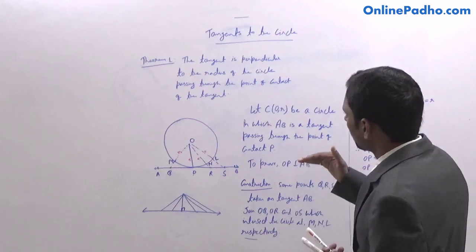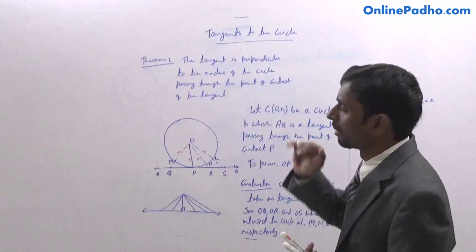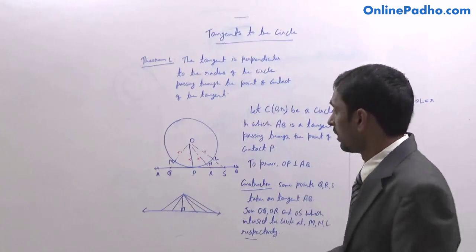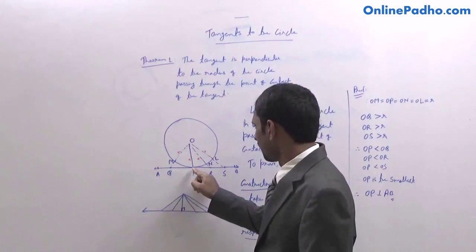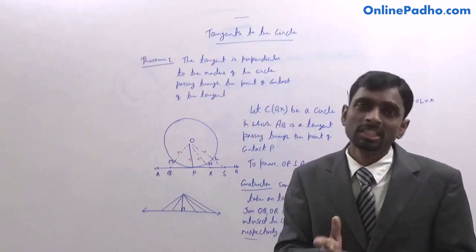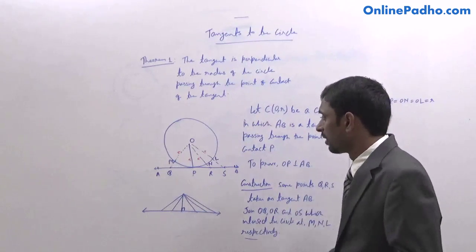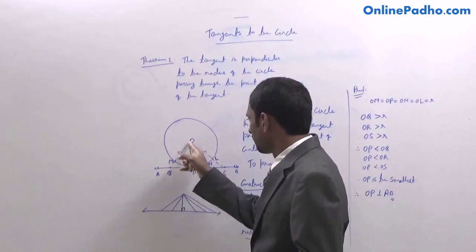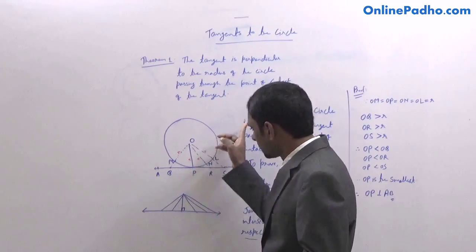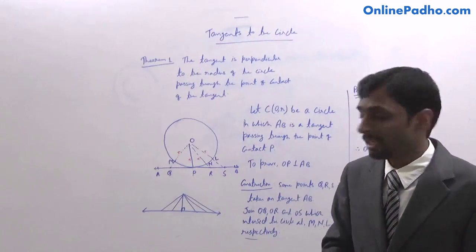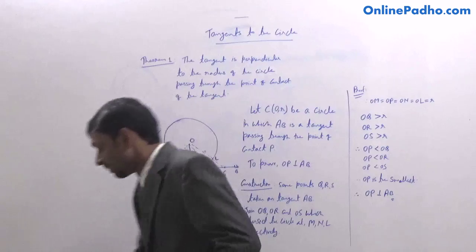Now we can also prove the converse theorem of this. What will be the converse theorem? If you join the point of contact to the center, this must be perpendicular. Otherwise, if you draw a straight line which is perpendicular to the radius, that straight line must be the tangent, right? So this will be the converse theorem.